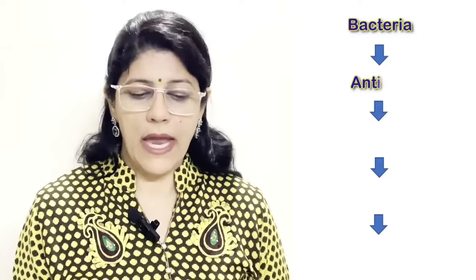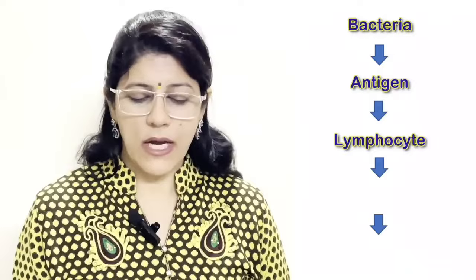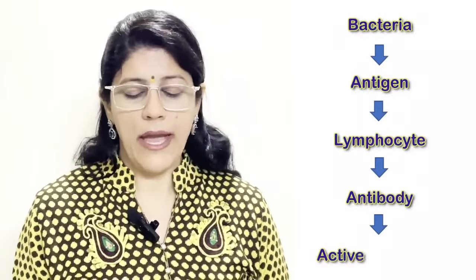Next, active immunity, antigen, antibody, bacteria and lymphocytes. So starting with bacteria, antigen, lymphocytes, antibody, active immunity.